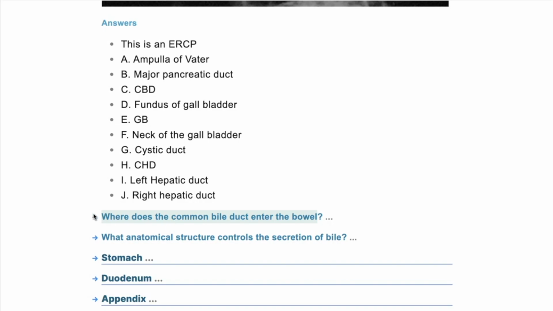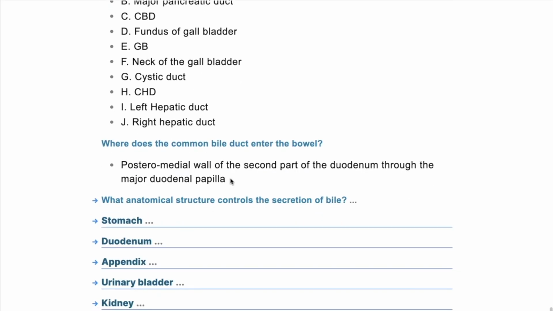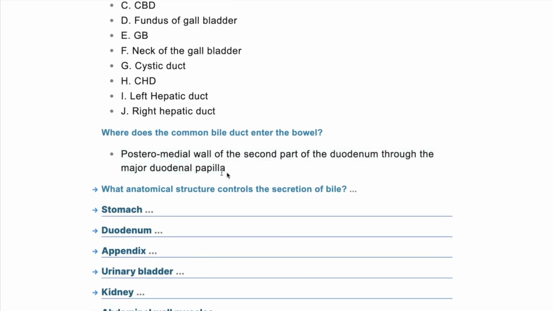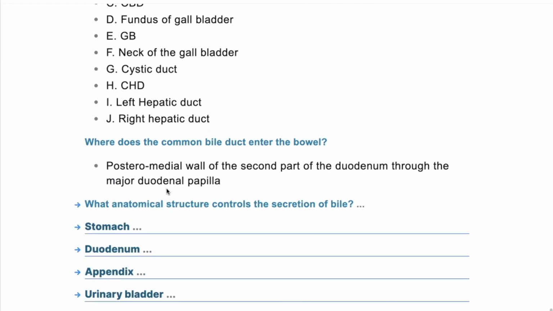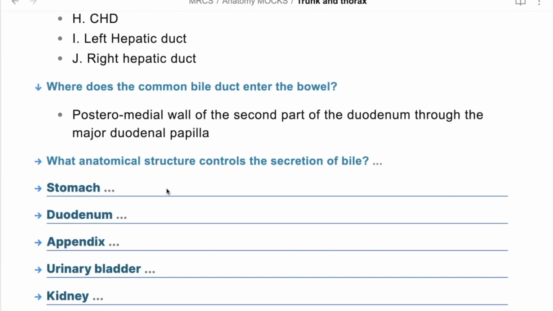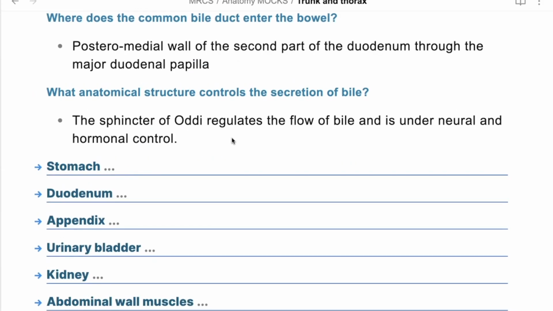Okay, and how far is it from the pylorus? 10 centimeters from the pylorus. We said this earlier today. So 10 centimeters from the pylorus in the posteromedial wall of the second part of the duodenum through the major duodenal papilla. Okay. What is the anatomical structure that controls the secretion of bile into the duodenum? We're talking about anatomical structure. Ampulla of Vater. Well, the ampulla, it's sort of correct. It's really the sphincter of Oddi, not the ampulla of Vater. Yeah, the sphincter of Oddi is what controls that.